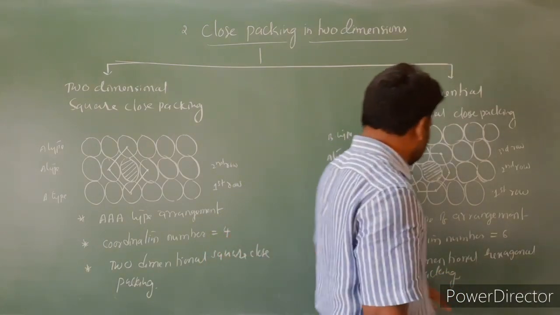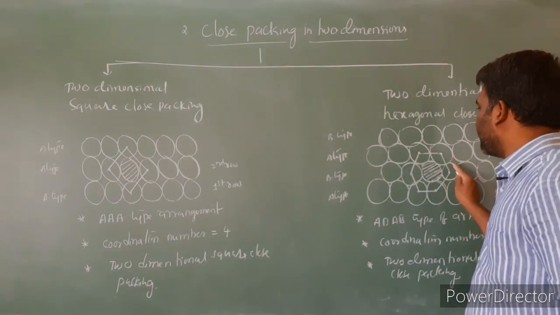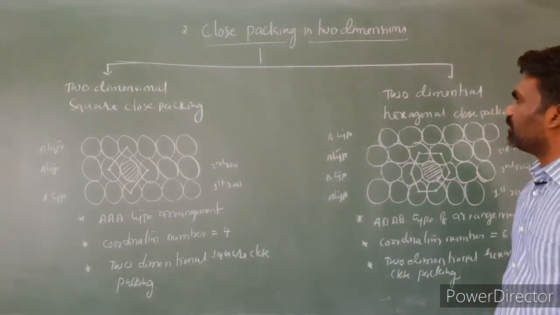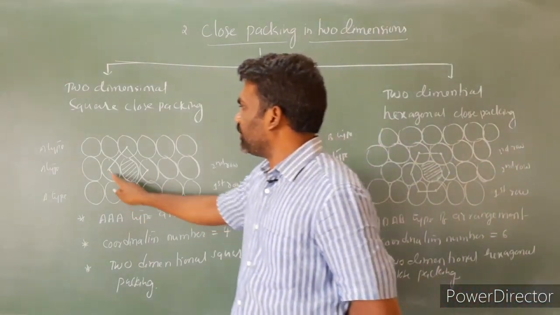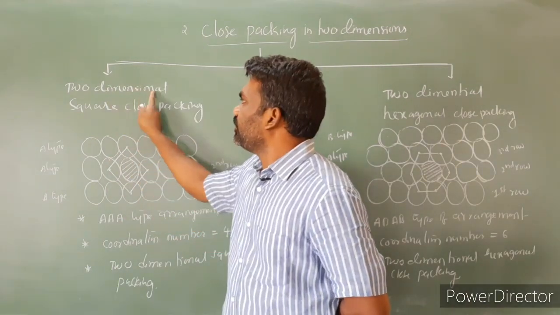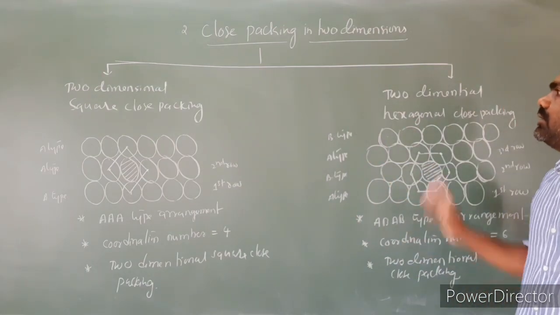So these 3 points you have to write. If the centers of the immediate 6 neighbors are joined, a hexagon is formed. So they call it two-dimensional hexagonal close packing. Here, if the centers of the 4 neighbors are joined, a square is formed. So due to the formation of a square, they call it two-dimensional square close packing. So this is the close packing in 2 dimensions.